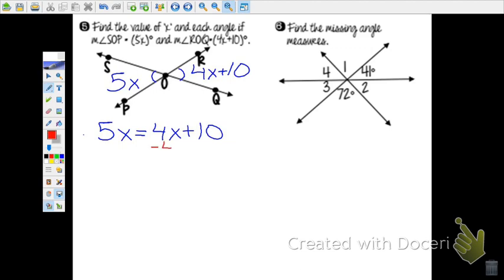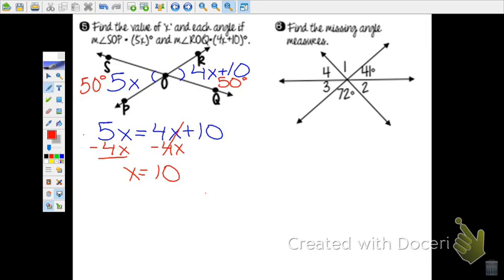Variable on both sides. So I subtract 4x and find that x is equal to 10. They want both angle measures. So SOP is 5 times 10, which is 50 degrees. The other angle, 4 times 10 is 40, plus 10 is also 50 degrees. They're equal to each other, which is what I needed to have happen.